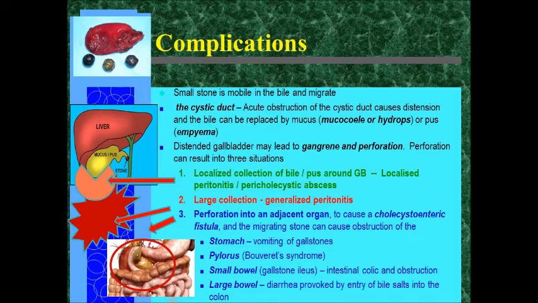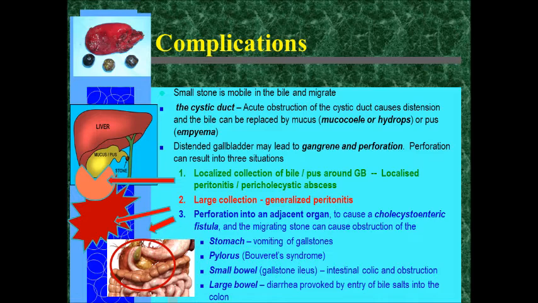As told earlier, a small stone is mobile in the bile and migrates to the cystic duct. When it reaches the cystic duct, it causes an acute obstruction of the cystic duct, causing distension of the gallbladder, and the bile can be replaced by mucus, a condition called mucocele or hydrops. The mucus can get replaced by pus, a condition called empyema. When the gallbladder distension becomes more and more, it may lead to gangrene and perforation.